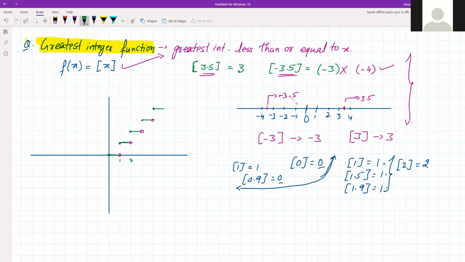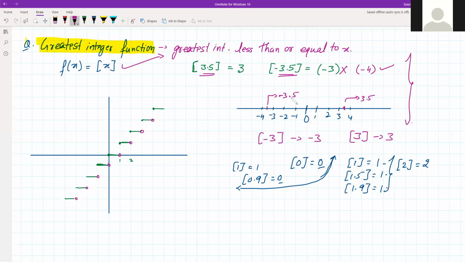Right? And before that, say from -1 to 0, it will be actually -1, right? So again, this is the point of discontinuity, and from here to here it will be like this, right? So let's draw it like this now. Right. So this is how the greatest integer function looks like.